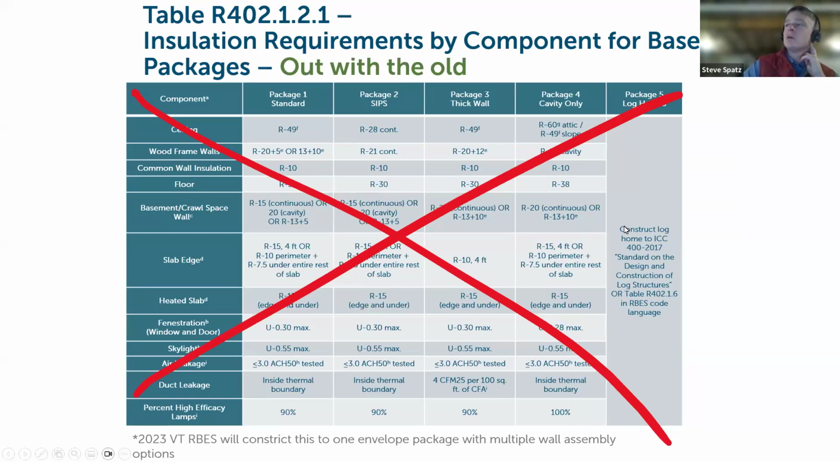Saying that, log homes, if you're building a log home, have always had their own kind of unicorn requirements that are outside of the guidelines of what we're talking about here for Vermont RBES. So there's an ICC standard for log structures, and that is what the RBES references for minimum requirements if you're building a log home. But if you're building any other sort of structure, stick frame, SIPs panel, ICFs, anything like that, you have to fall within one of these other package options.